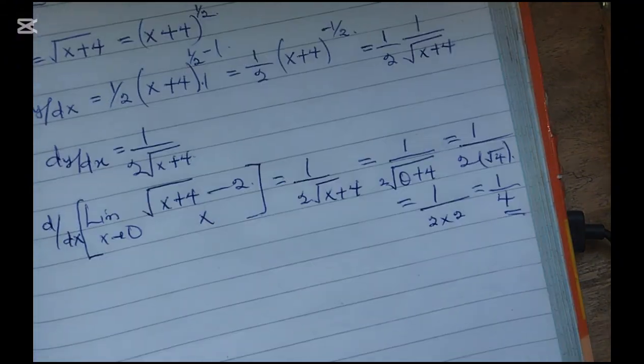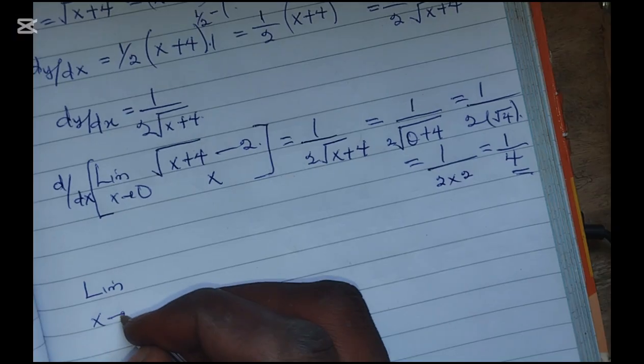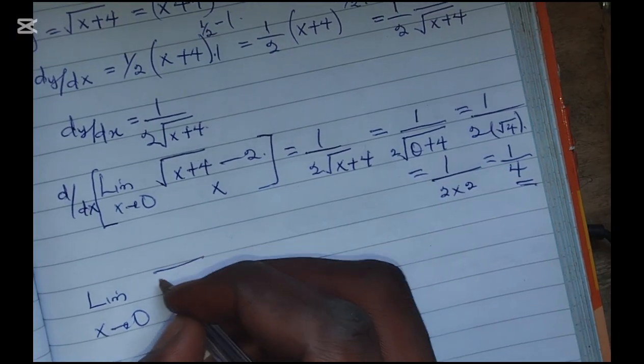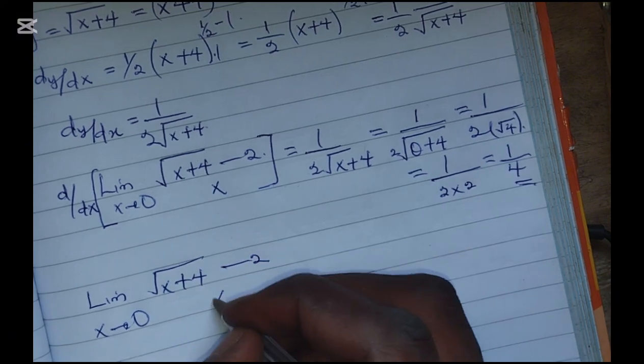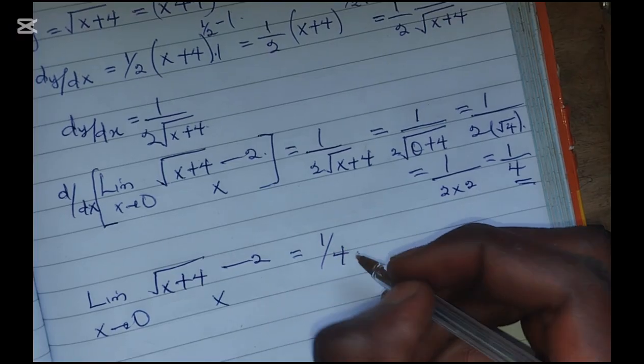So we can conclude that the limit as x goes to 0 of the function root of x plus 4 minus 2 over x, using L'Hopital's rule as well, gave us 1 over 4.